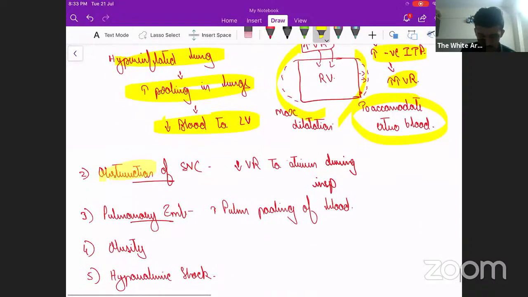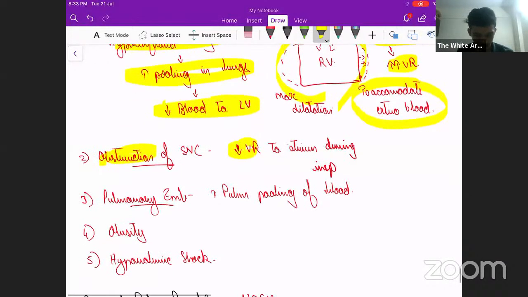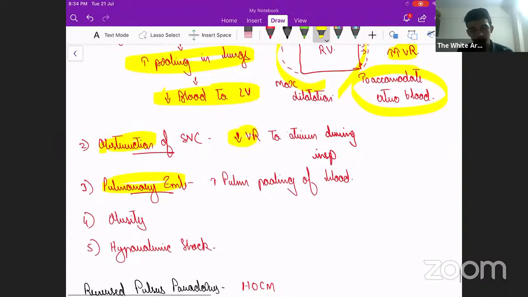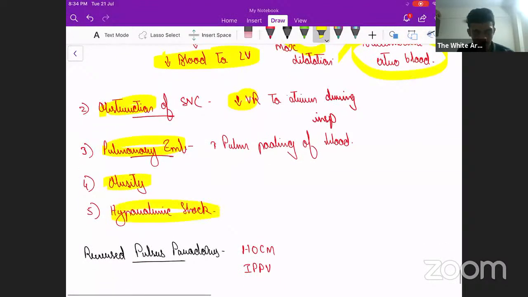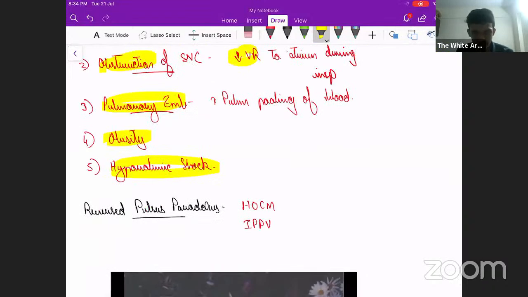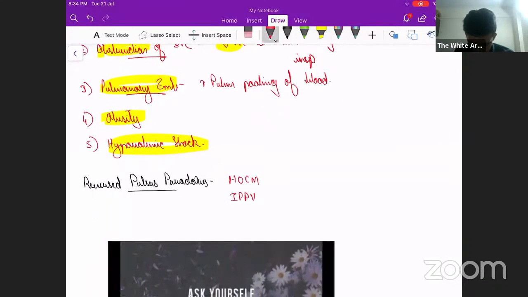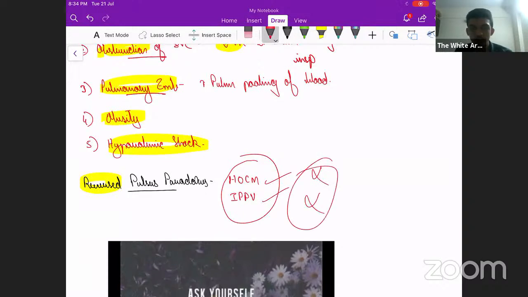Next is obstruction of the superior vena cava. When this happens, there is decreased venous return to the heart itself. That can be one of the causes. One more is pulmonary embolism, again because of increased pulmonary pooling of blood. Then in case of severe obesity, hypovolemic shock and all, we expect it. They won't ask this question because the mechanics of this is very complex. But in case they ask in your viva where you see reversed pulsus paradoxus, then you see it in case of HOCM and intermittent positive pressure ventilation. The mechanics is very complex, so don't bother about it, and they'll not ask also. In case they ask, then know that it is HOCM and IPPV.